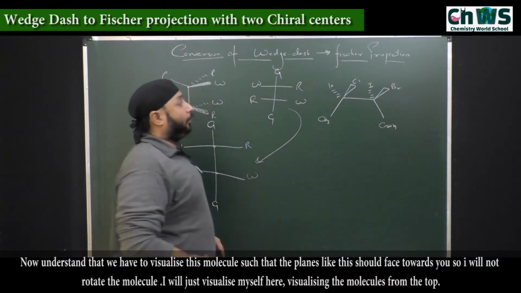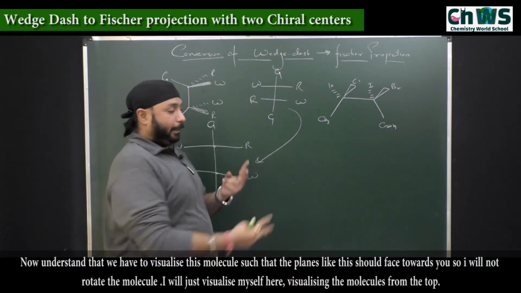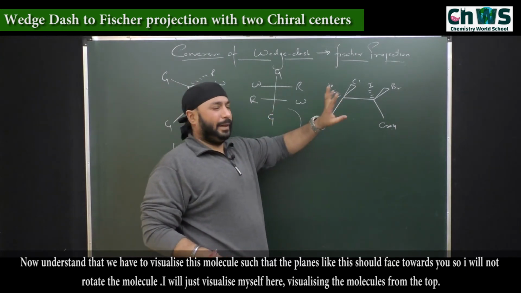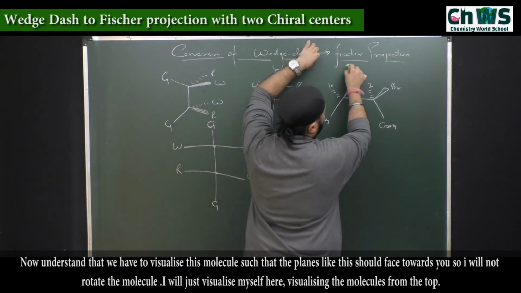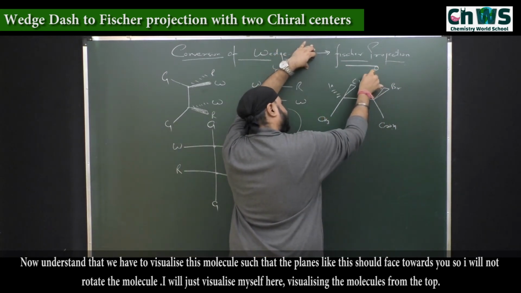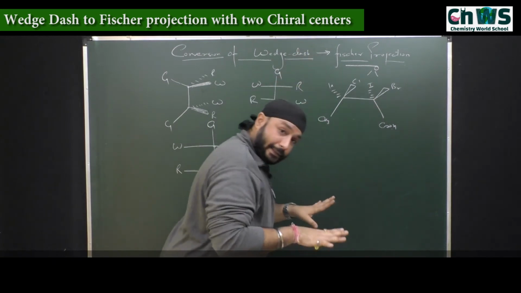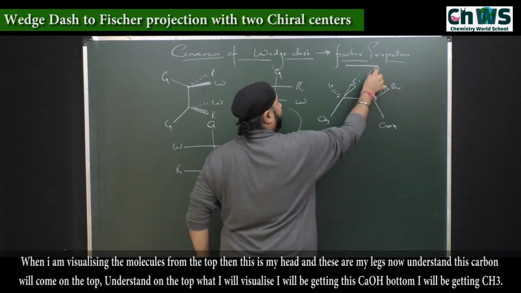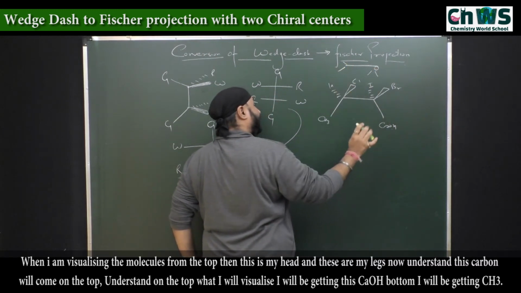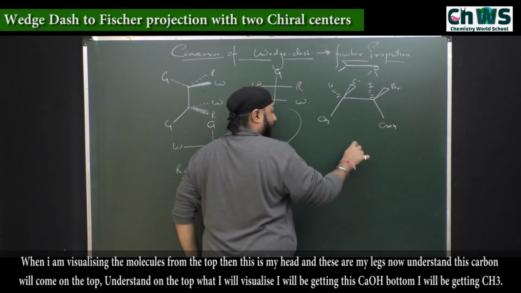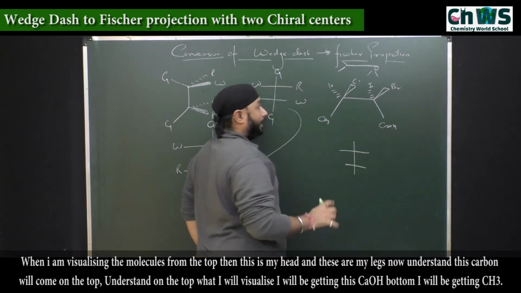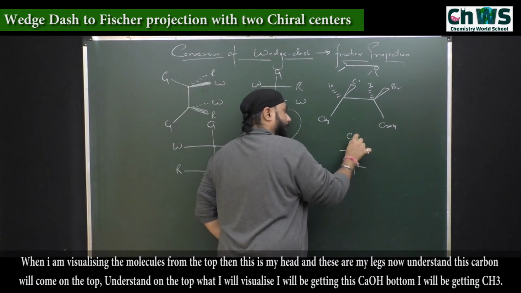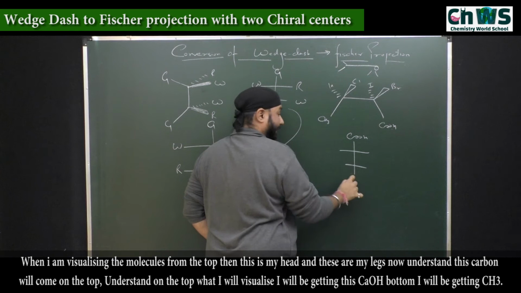Now understand that you have to visualize this molecule such that the planes like this should face towards you. So I'll not rotate the molecule, I'll not do anything, I'll just assume myself here. I'm just visualizing the molecule from the top like this. This is my head, these are my legs. Now understand, this carbon will come on the top. Now understand, on the top I'll be getting this COOH. In the bottom I'll be getting this CH3.